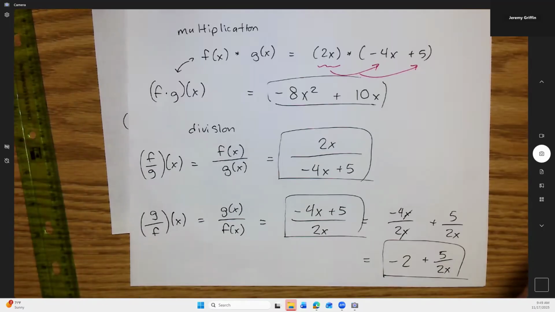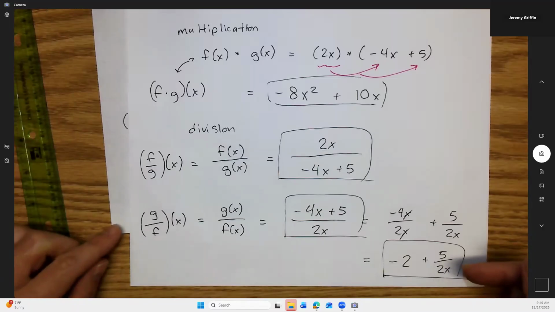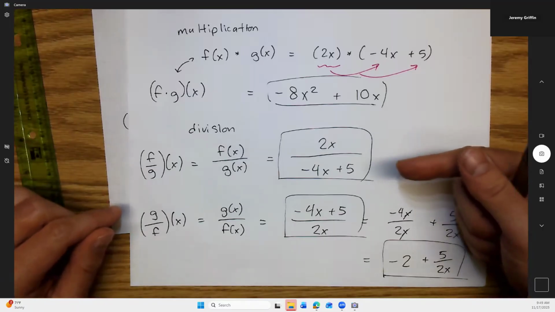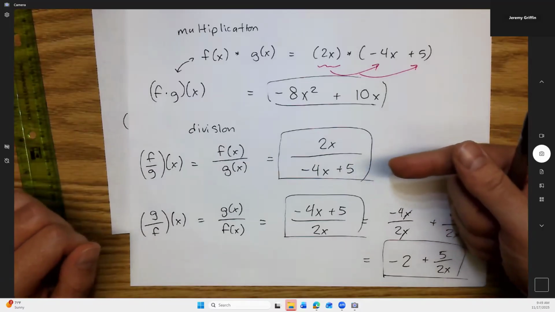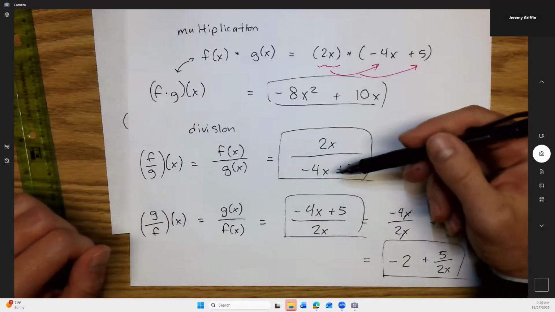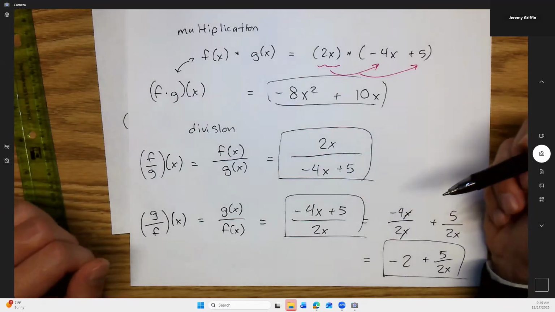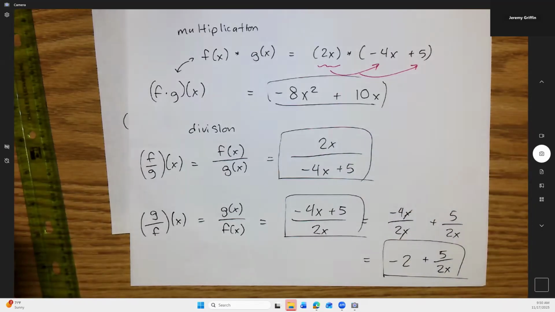Yeah, guys, this would have a vertical asymptote at x equals 0. You could not have x equals 0. Now that's for g over f. Now f over g looks like it also has a vertical asymptote. What would that be at? 5 over 4, I think? 1.25? Because if you plugged in 5 over 4 for x, 1.25 for x, then wouldn't this whole denominator work out to 0? Which would also give you a vertical asymptote.